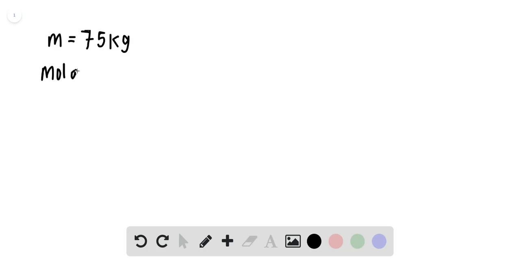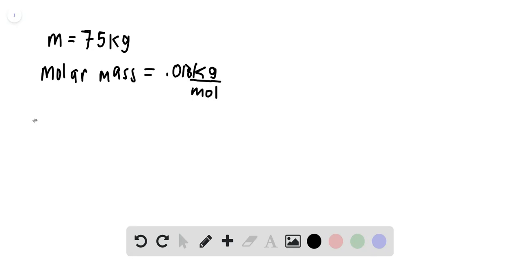I do not know the symbol for molar mass that's typically used, so I'm just going to write molar mass equals 0.018. So it's 18 grams per mole, and then I'm going to convert that to kilograms per mole.